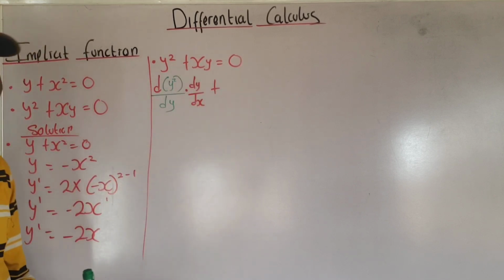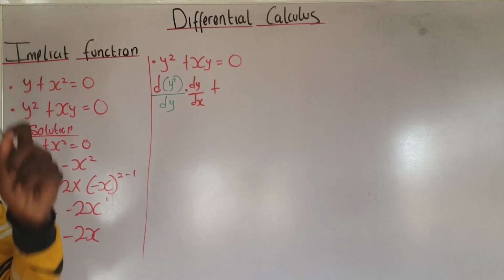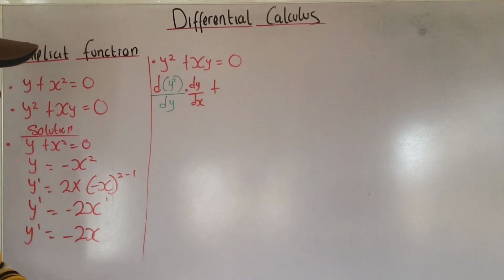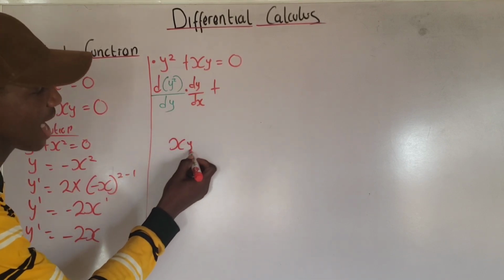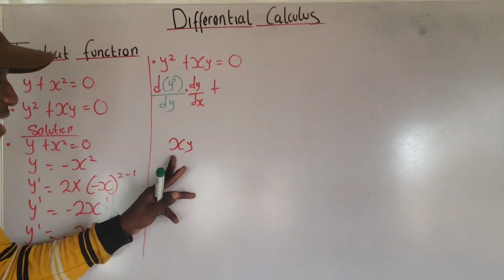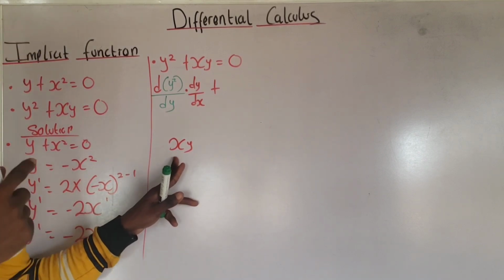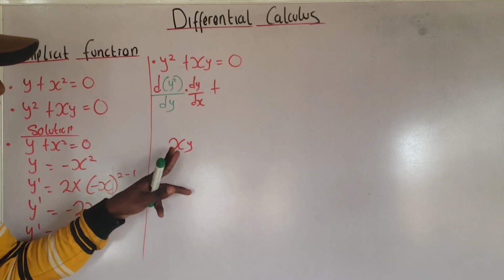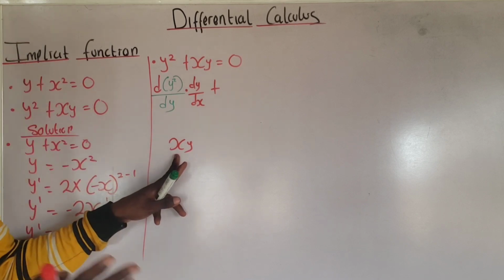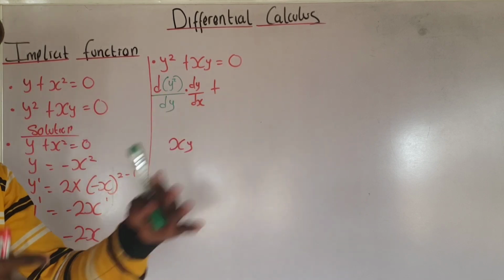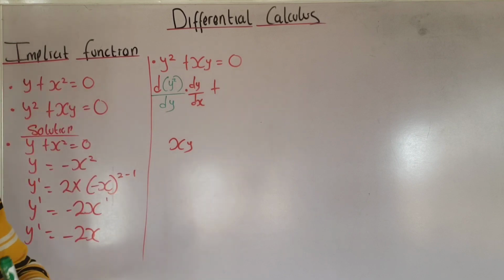According to the product rule, you are going to keep one part constant. You see, this function xy has two parts. The first part is x and the second part is y. Now, in an attempt to differentiate this function, you have to keep one part constant and differentiate the other, then keep the other part constant and differentiate the first part.